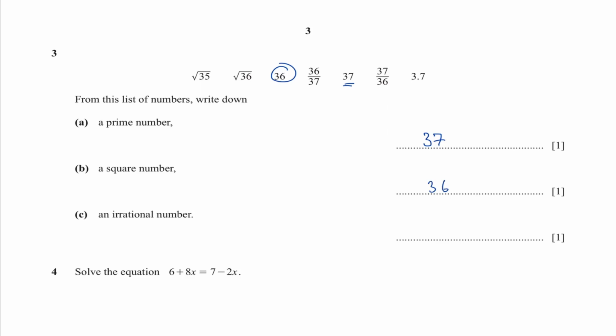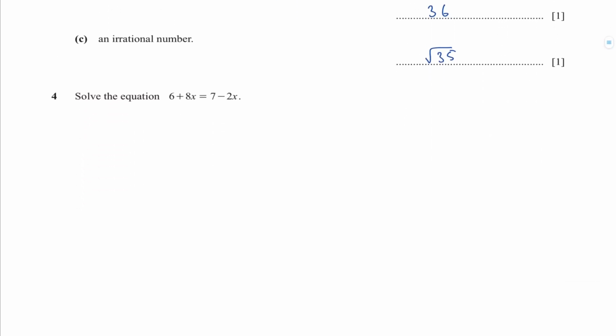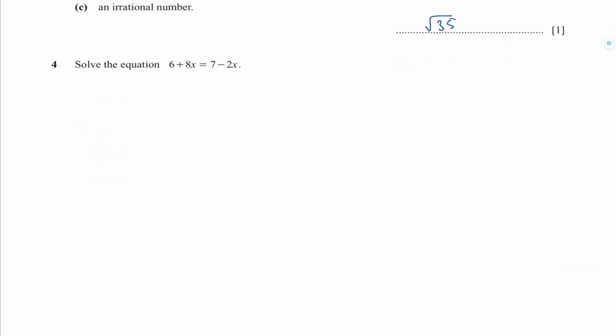An irrational number, so an irrational number is a number that cannot be expressed as a fraction of 2 integers. So it can't be square root of 36 because that's equal to 6, so it has to be square root of 35. Okay, now I move to question number 4, where we have to solve this equation.